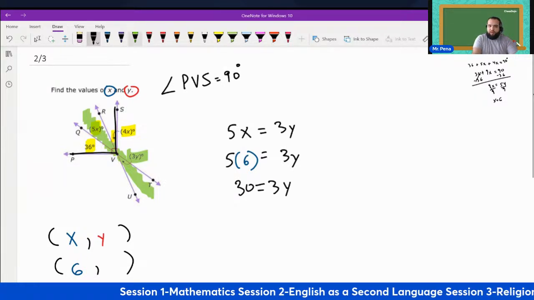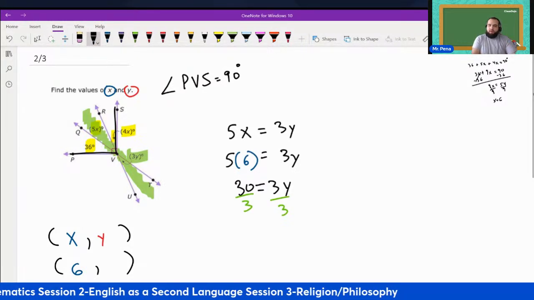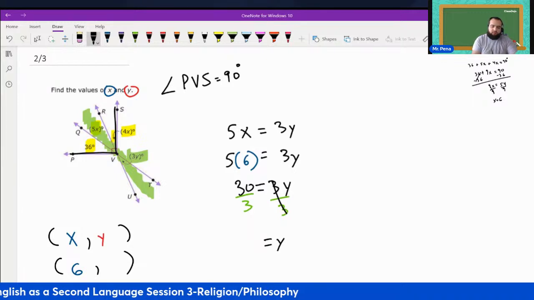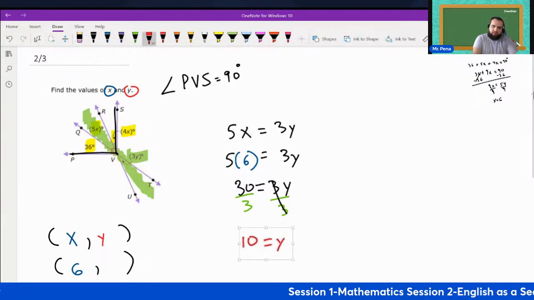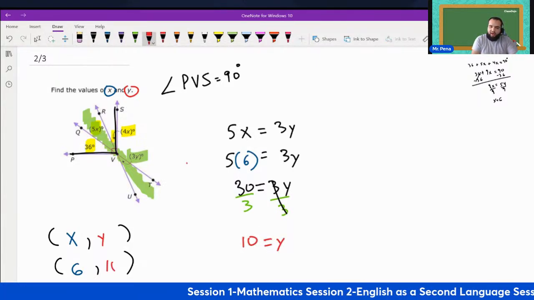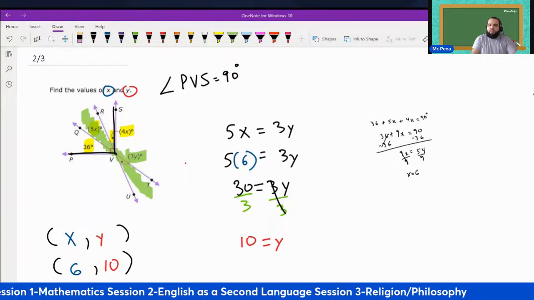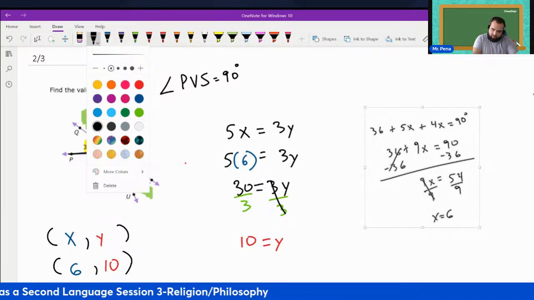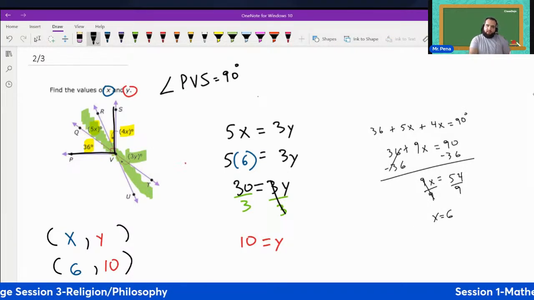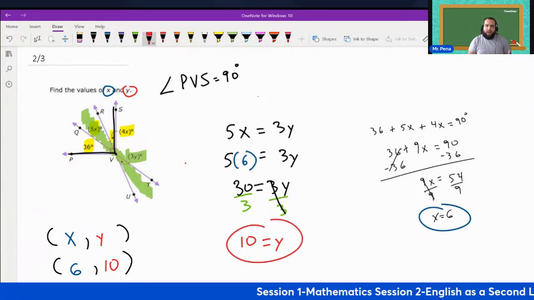equals 3y. Divide both sides by 3, and you will get y equal to 30 divided by 3, which is 10. So our y value is now 10. And from there, we're good. We don't really need to do anything else. These are the steps needed to find x and to find y. I hope this has helped you.